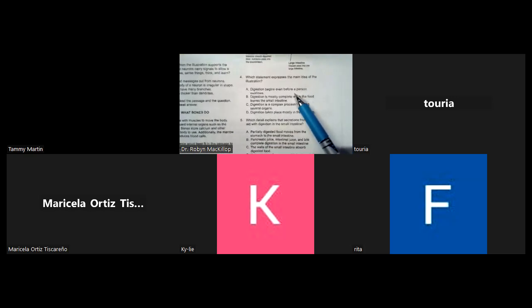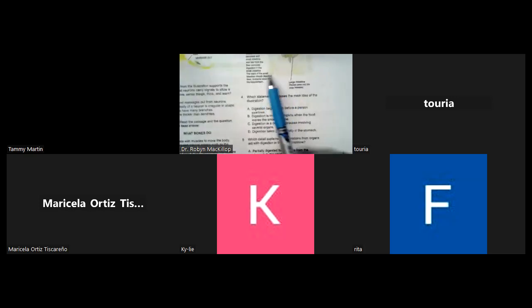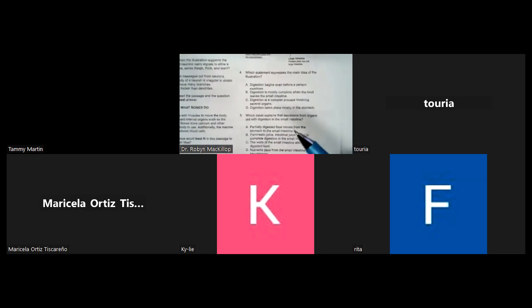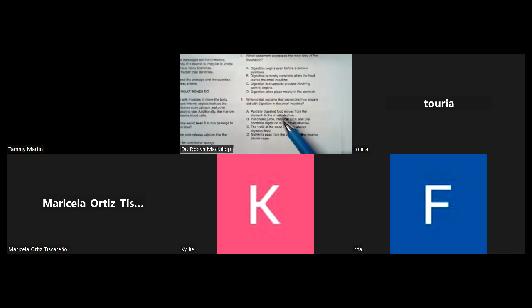Digestion begins even before a person swallows. It's mostly complete when the food leaves the small intestine. It's a complex process involving several organs. Or, it takes place mostly in the stomach. We're going for a main idea. So is it C? Yeah, perfect. And it's C. We didn't have to read all those little tidbits. We might have to for this one, we'll see.